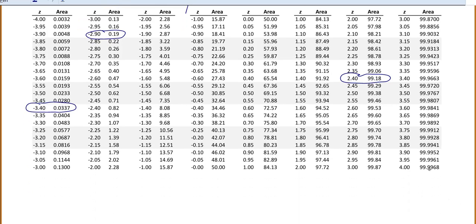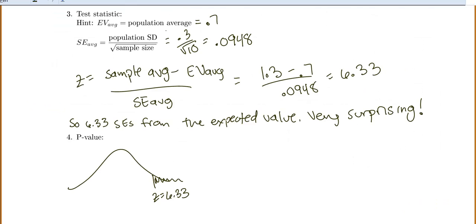Now the highest this table goes is Z equals 4.44. So if you were to continue, by the time at 4, the area to the left was already 99.99. By the time we get to 6, it's basically going to be about 100. And if the area to the left is about 100, what's the area to the right? Well, about 0. So the area to the right is about 0%. So my p-value is basically 0%. That's very, very small.